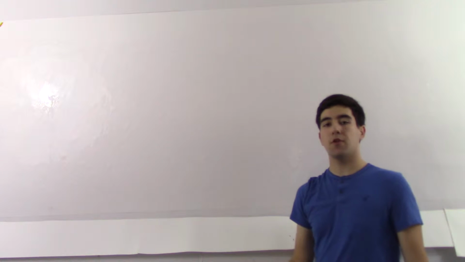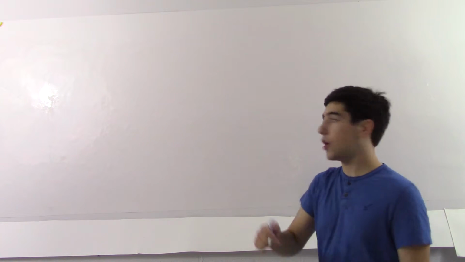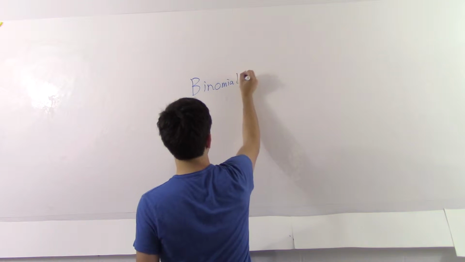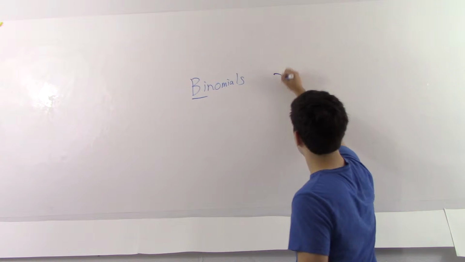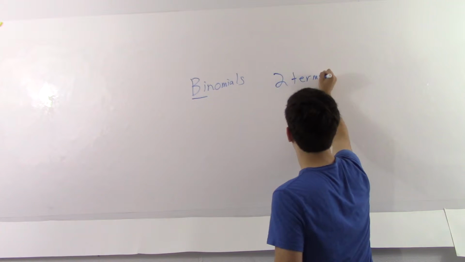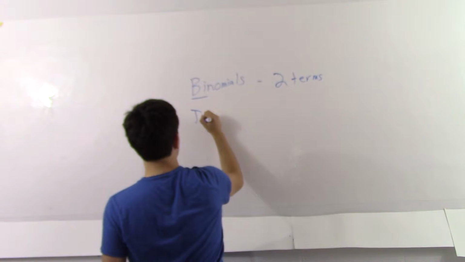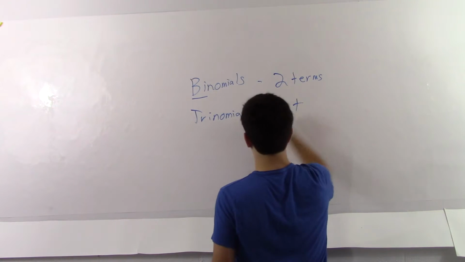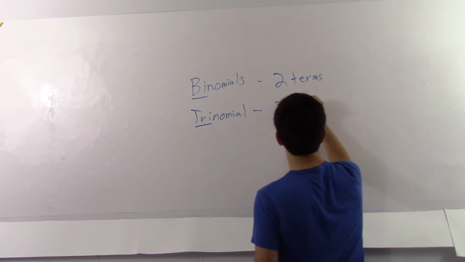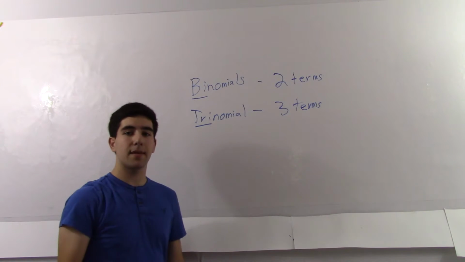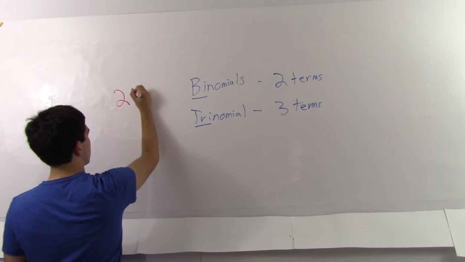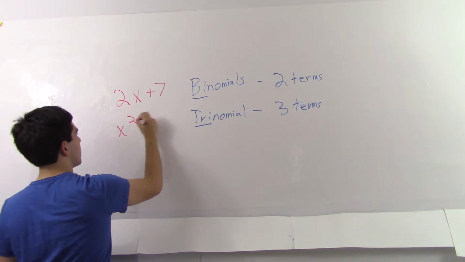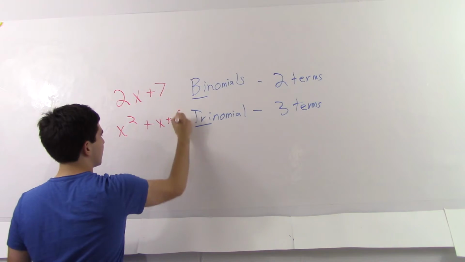You're also going to hear polynomials referred to as different names. There are binomials, with the root bi, meaning two terms. A trinomial, with the root of tri, which is 3 terms. And to give you an example of each, a binomial would have two terms, something like 2x plus 7, and then a trinomial would have something like x squared plus x plus 6.